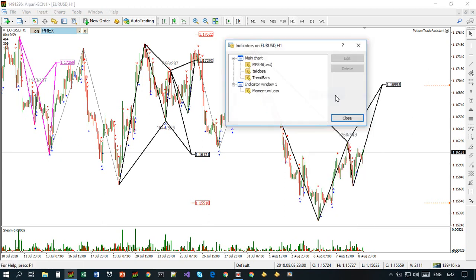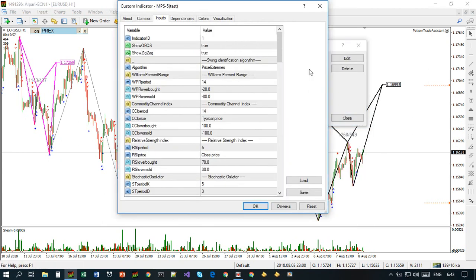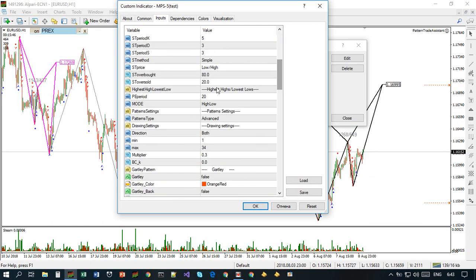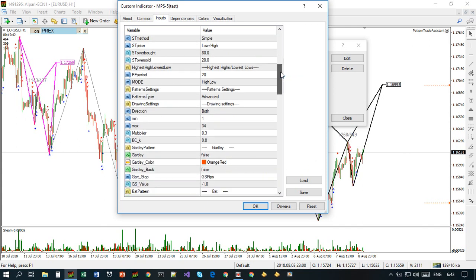What you need to do, you just go to your indicator settings and you just set your algorithms to your taste. It is no different from setting the oscillators. It is no different from setting the indicators that you have already predefined. Okay, in this case I'm running the algorithm that is called Prex algorithm. It is finding highest highs and lowest lows, and the period of that algorithm is 20.